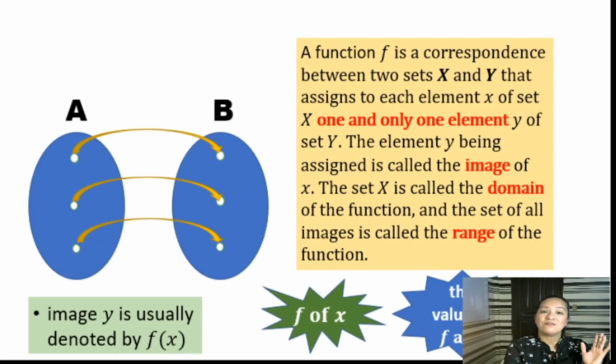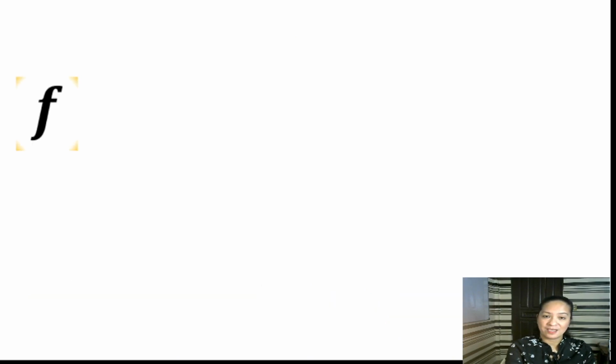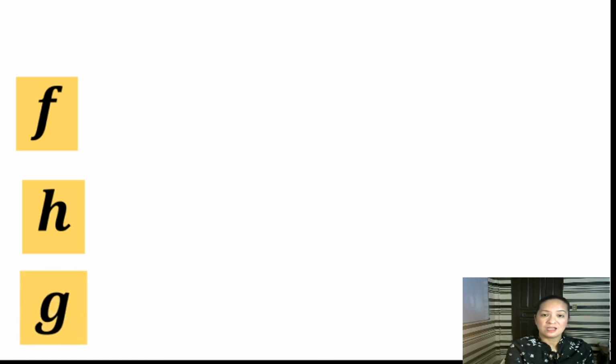Okay, so in the definition, we named the function f. And it is common to name functions by single letters. And the letters f, h, and g are often used. Pero pwede rin tayong gumamit ng ibang letters. So halimbawa, we're talking of profit function, we can use letter P. Pinag-uusapan naman natin ay cost function, we will use letter C. So any letter may be used.